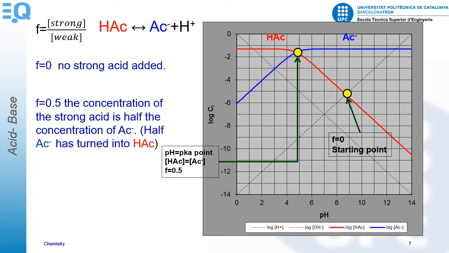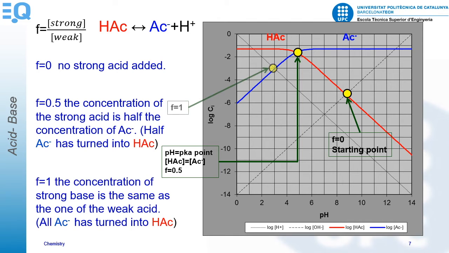If more strong acid is added, the point F equals 1 is reached, where all the acetate ions have turned into acetic acid. We can see that the pH of these points is lowering while going to the left side of the diagram. With this example, the equilibrium switches and moves into the left part, where acetic acid is the acidic species, predominant at low pH, acidic pH.